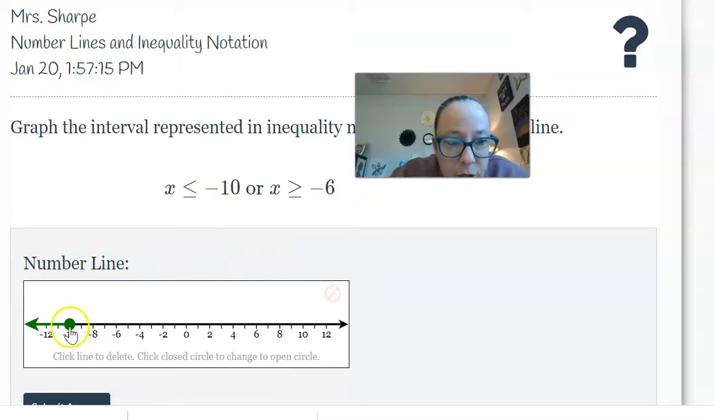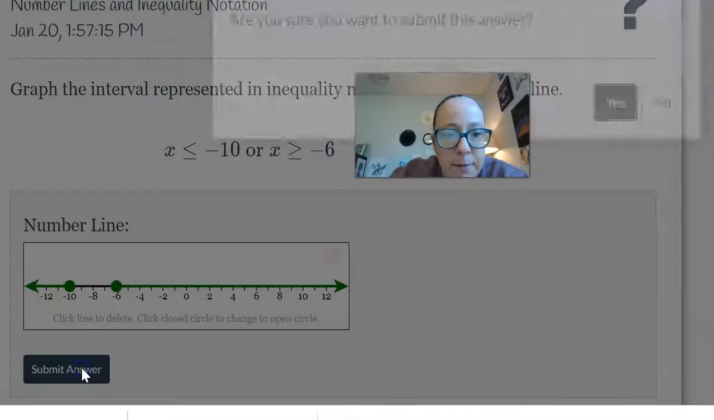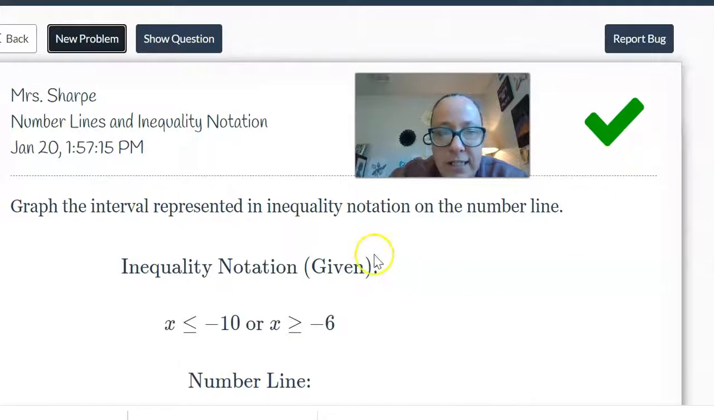So it's a closed circle. If it were an open circle, I would have to click the circle. It tells me that right here. And then it has, or x is greater than or equal to negative 6. So I'm going to go to negative 6 and go like this. Remember, or problems, they run away. This is old stuff. This is not Math 2 stuff. You've done this before. And I'm going to click submit. I'm going to keep my fingers crossed, hope that it works, and it did.